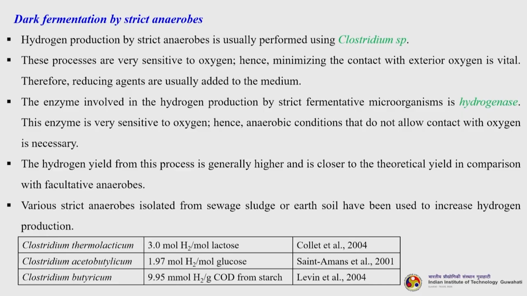The hydrogen yield from this process is generally higher and is closer to the theoretical yield in comparison with the facultative anaerobes. Various strict anaerobes isolated from sewage sludge or earth soil have been used to increase hydrogen production. Three are being listed here: Clostridium thermolacticum, 3 moles of hydrogen per mole of lactose; Clostridium acetobutylicum, 1.97 moles of hydrogen per mole of glucose; and Clostridium butyricum, 9.95 millimoles of hydrogen per gram of COD from starch. You can see the first one is perhaps one of the best.